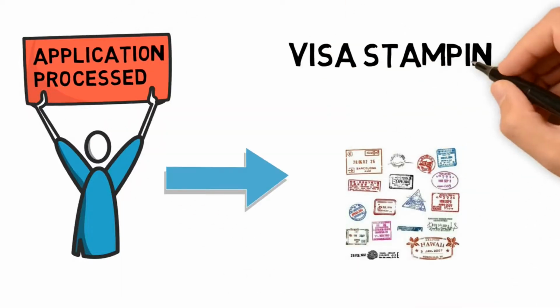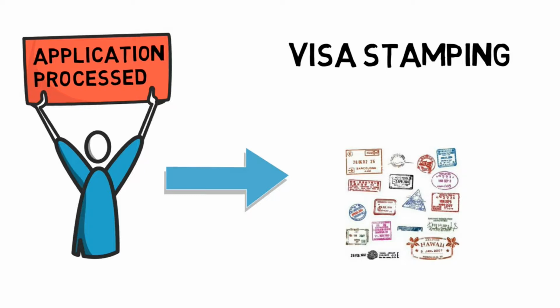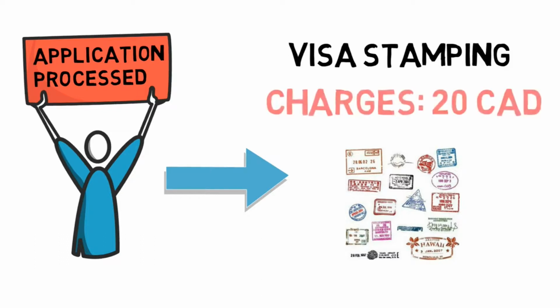Once your permanent residency application is processed, you need to submit your passport for visa stamping and you will incur some charges during that time. Again, this amount will vary depending upon the country of residence. We paid around 20 Canadian dollars for this service, including the courier charges for sending the passport back once the visa is stamped.